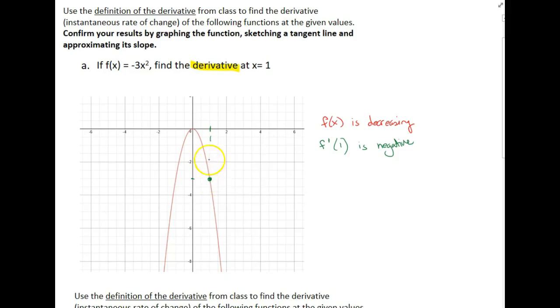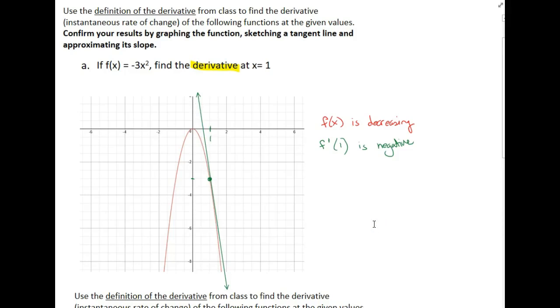To get a better sense of things, I'm going to try to draw the tangent line to this graph. So I'll start just up here and then try to bring it down so that I think that it is tangent at that green point. That looks pretty good.